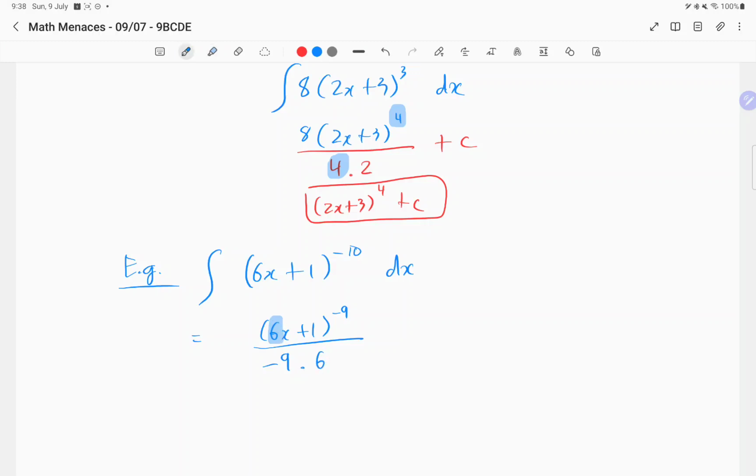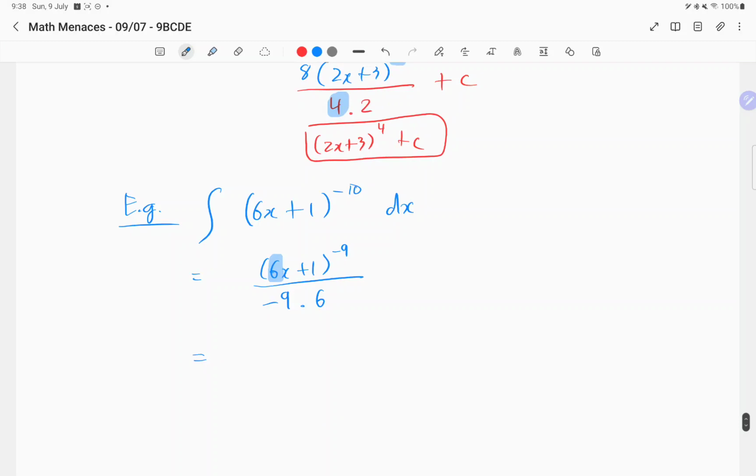Does that make sense? Yeah. So remember, when you anti-derive, you normally have to divide by a bunch of stuff. At least divide by the new power. Okay, so then this one would be just, the -9 times 6 is negative. So that will be -1 over 54 brackets 6x plus 1 to the power 9, just to keep the power positive. It will look something like that. Plus c. Got a plus c here.